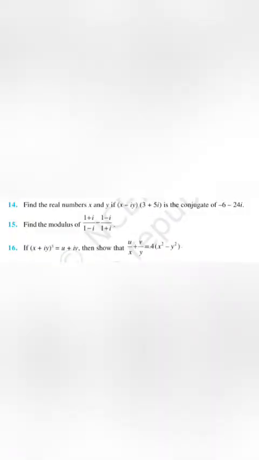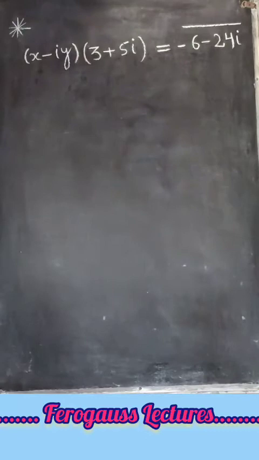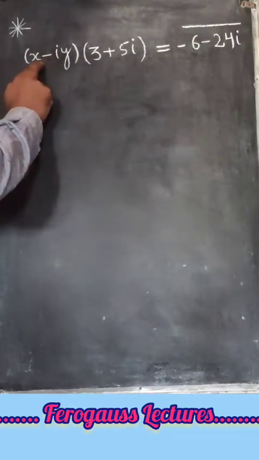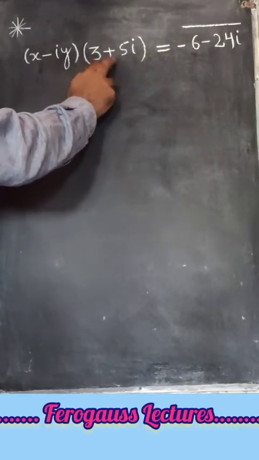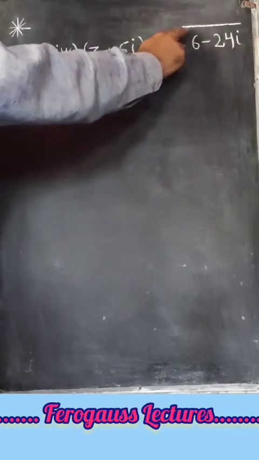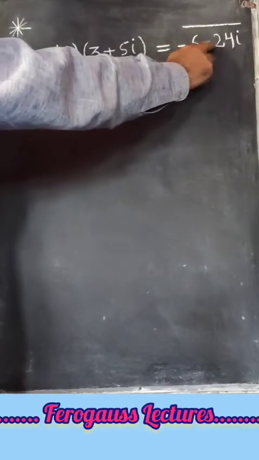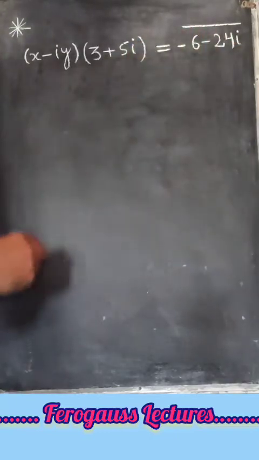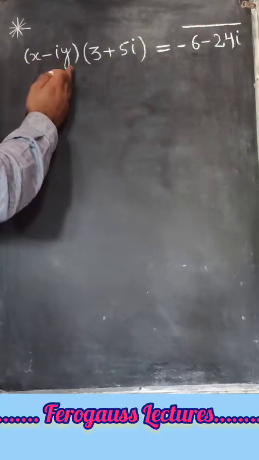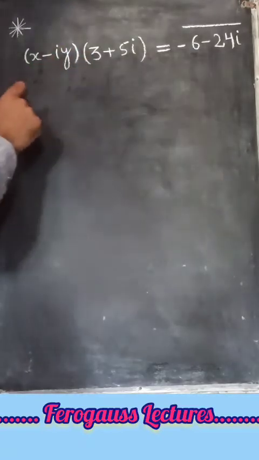Here is question number 14. Find the real numbers x and y if (x minus iota y) into (3 plus 5 iota) is the conjugate of minus 6 minus 24 iota. Let us do this question. Here it is given that (x minus iota y)(3 plus 5 iota) is equal to the conjugate of minus 6 minus 24 iota. We have to find x and y. So for that, we have to evaluate this.